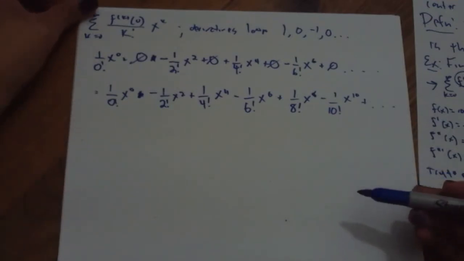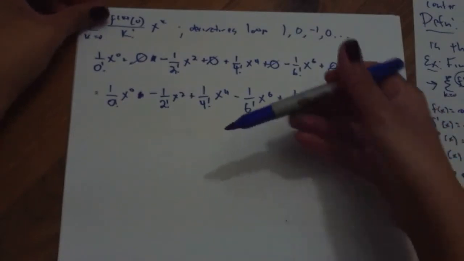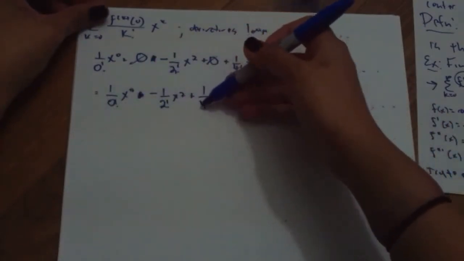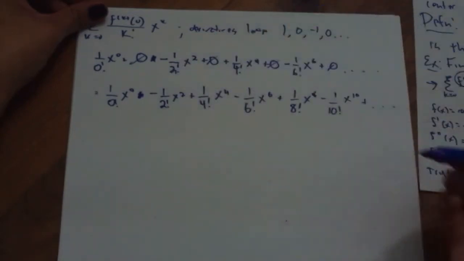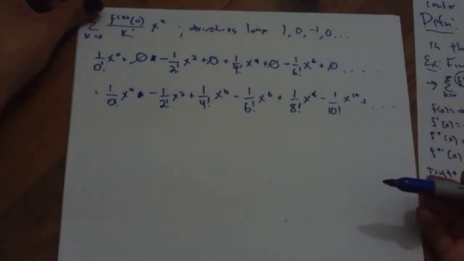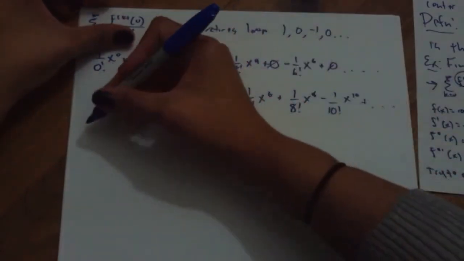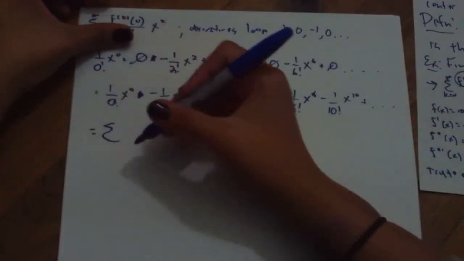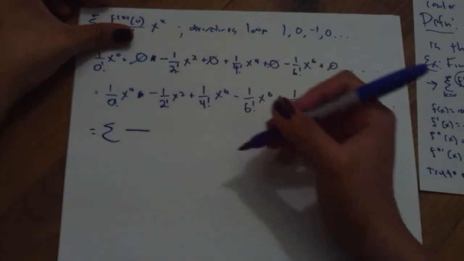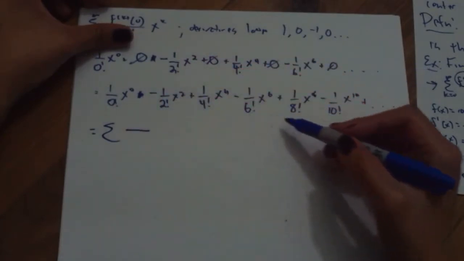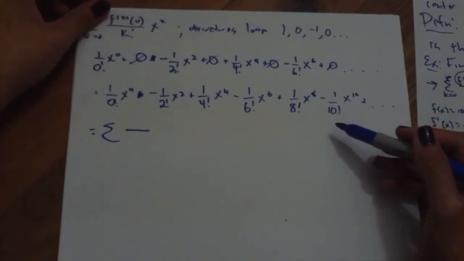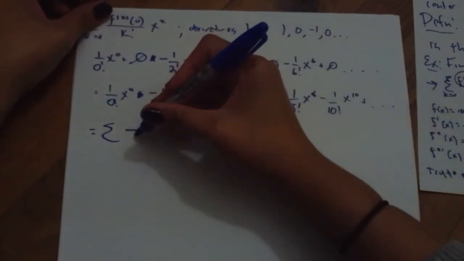Alright, well, you notice every single time we have got a factorial in the bottom, plus or minus 1 up top, and a power of x. Okay, so if I try and get my series here, we have got a factorial in the bottom. Notice it's always an even number, though. So I can't just stick k factorial down here.